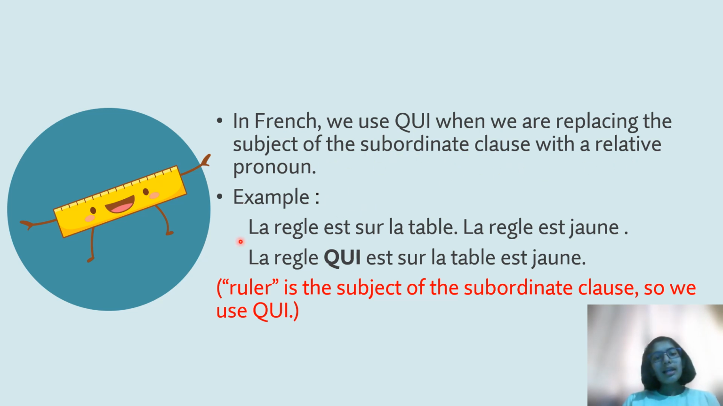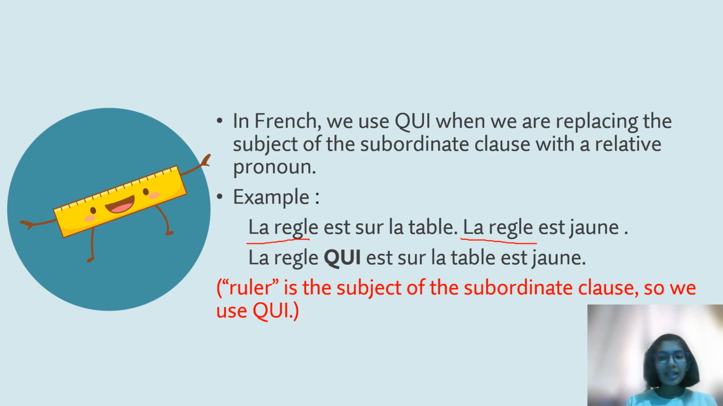Example, la règle est sur la table. La règle est jaune. The ruler is on the table. The ruler is yellow. Ruler being repeated 2 times unnecessarily. We have to omit this, right? So we know what will be replaced. La règle will be replaced because it's being repeated 2 times.